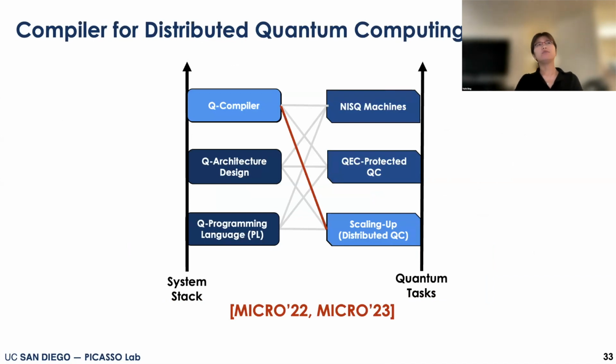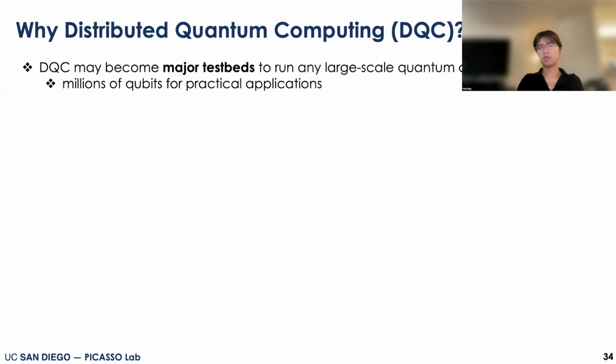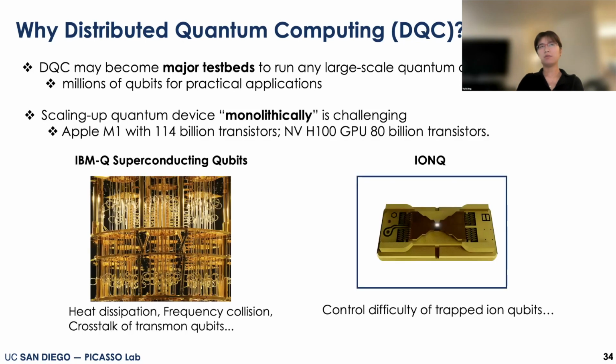The last part is to show that the compiler can also do great work for distributed quantum computing, for the final scaling up. So why do we want distributed quantum computing? Our first argument is that DQC could become the major test bed for running many larger scale quantum programs in the future, especially for those applications that require millions of qubits. One of the reasons is that scaling quantum devices monolithically is very challenging. Compared to the classical computer, where we can easily pack billions of transistors onto the chip, in quantum computing it's much more difficult.